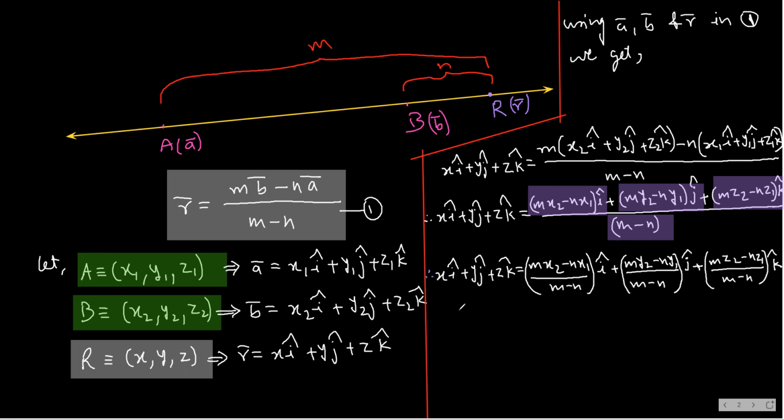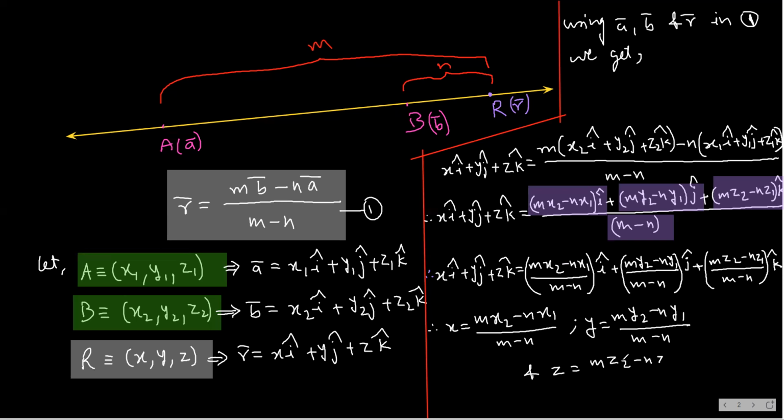Now since the left hand side vector is equal to the right hand side vector, by equality of vectors the coefficients can be equated. So x is this, y is this, and z is this. So what you will get? You will get x equals m x2 minus n x1 upon m minus n, y equals m y2 minus n y1 upon m minus n, and z is equal to m z2 minus n z1 upon m minus n. This is the complete detail about the external division section formula.